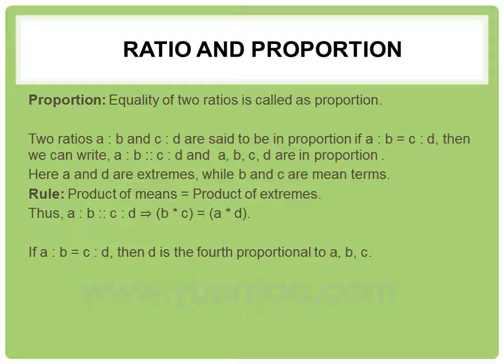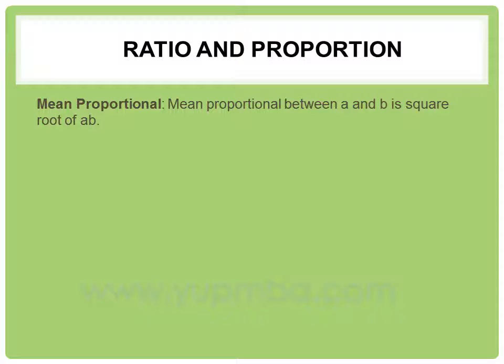If A is to B is equal to C is to D, then D is the fourth proportional to A, B, C. If A is to B is equal to B is to C, then C is the third proportional to A and B. Mean proportional between A and B is square root of A, B.